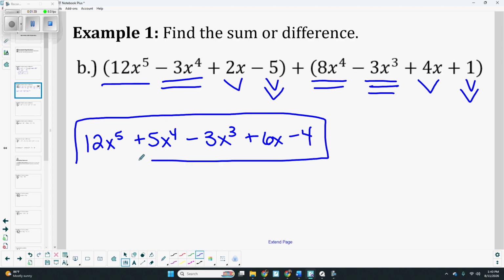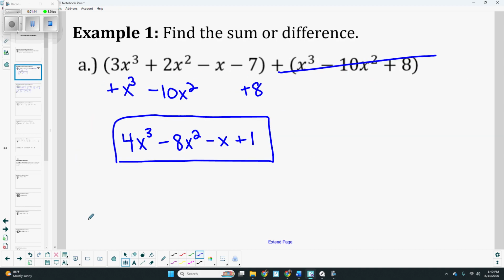So whichever way makes more sense for you, to either mark what your like terms are like this, or to line one up under the other. You could do it both ways. You could do it either way. It's up to you.